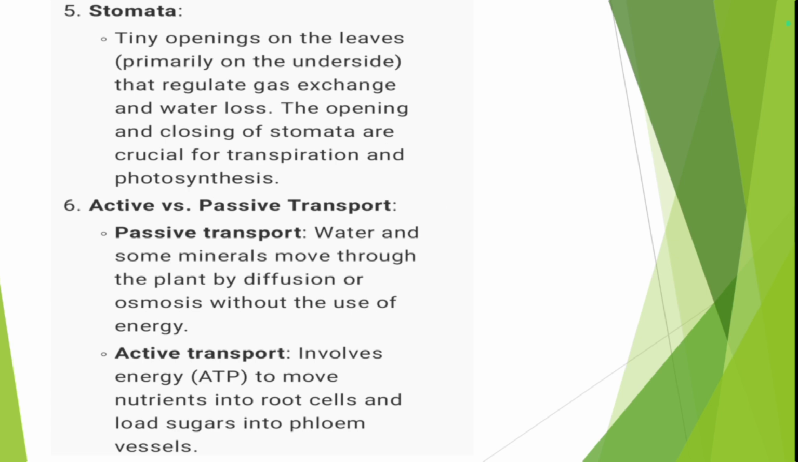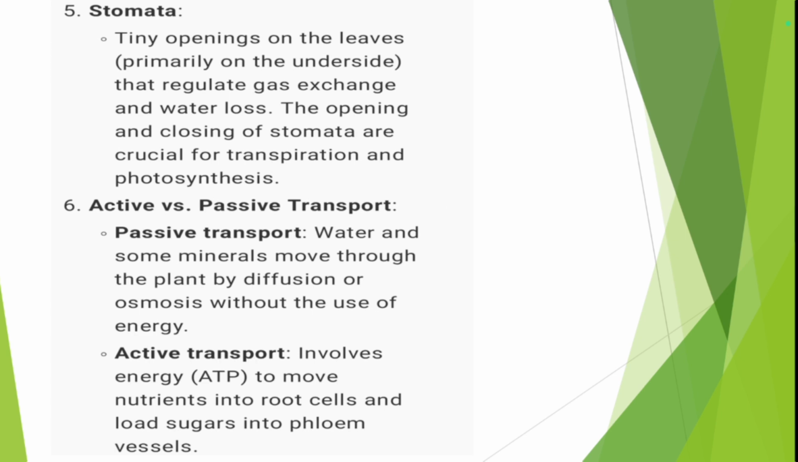Okay, the sixth type of transport is active and passive transport. When we talk about passive transport, here the water and some minerals move through the plant by diffusion or osmosis without the use of energy. Okay, here no energy is required. Simply the transport occurs in the plants. But when we talk about active transport, it needs adenosine triphosphate, which is ATP, which involves the moving up of nutrients into the root cells.